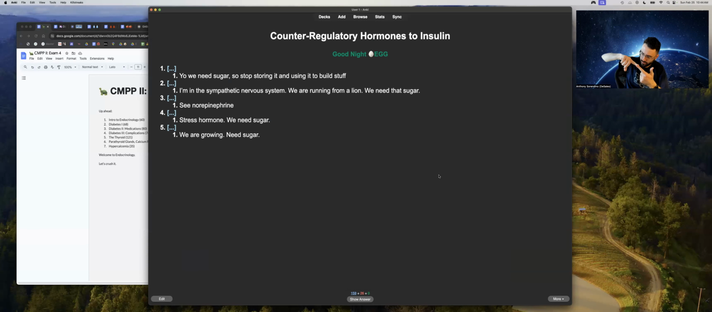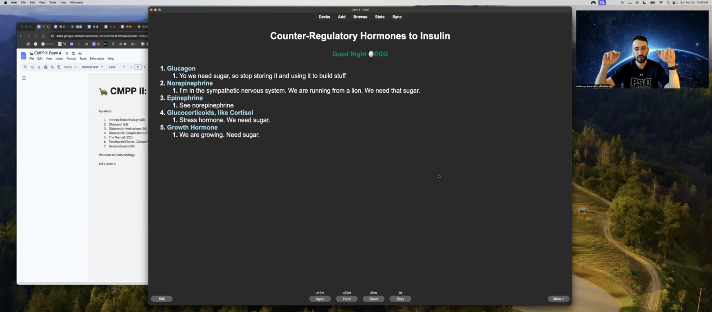Growth hormone, norepinephrine, epinephrine. Right? Goodnight egg? Yes. I think. Maybe it's glucagon, norepinephrine, epinephrine, growth hormone, and something else. Glucagon. I may have said glycogen. Glucagon, norepi. Oh, glucocorticoids like cortisol. Okay. So this and this. We'll hit that again.